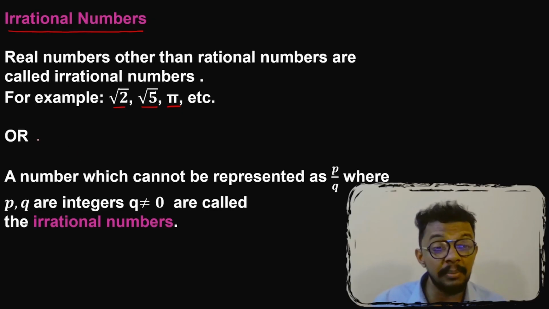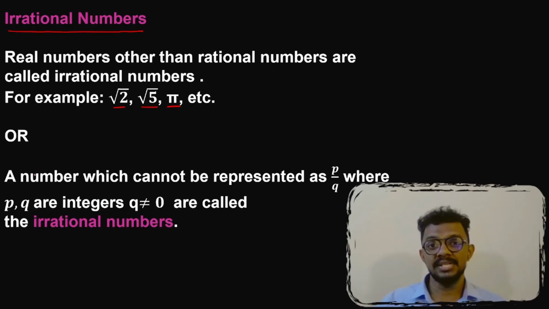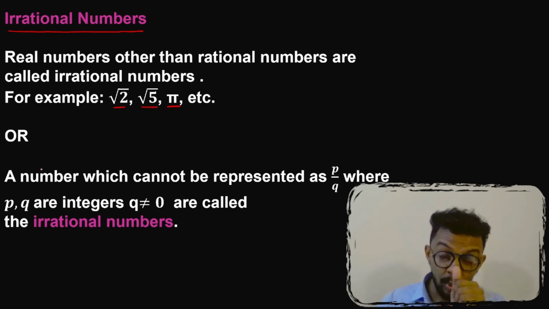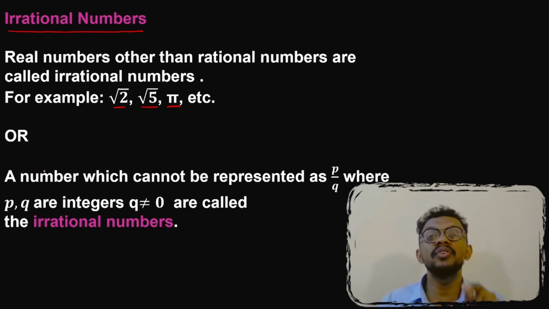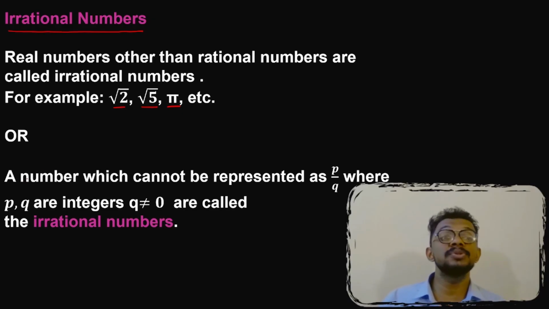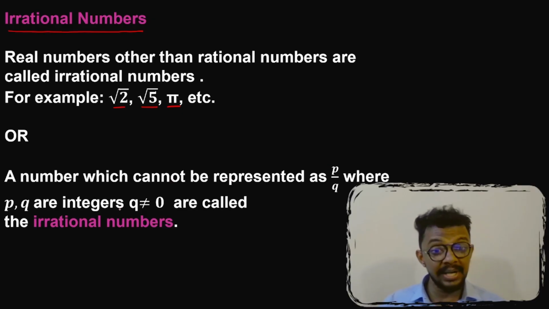I'm giving you one more definition. Any number which is not a rational number is called irrational. That's what we learned, right? A rational number is of the form p by q, where p and q are integers. Therefore, an irrational number can also be defined as a number which cannot be represented as p by q, where p and q are integers, q not equal to 0.